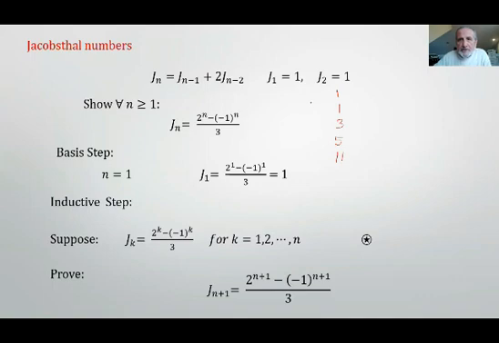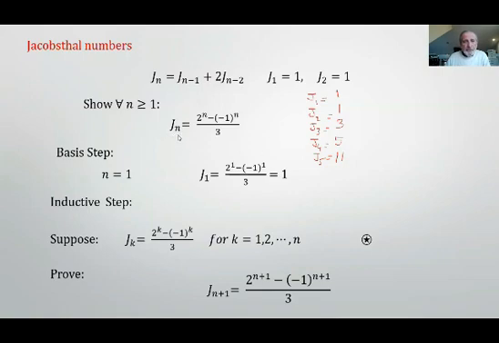So this one here is J1, J2, J3, J4, J5. Each term is the previous term plus twice the term before it. So what we need to prove is that Jn is 2 to the power n minus (minus 1) to the power n, over 3. If I do that, then I can find J at any number immediately.